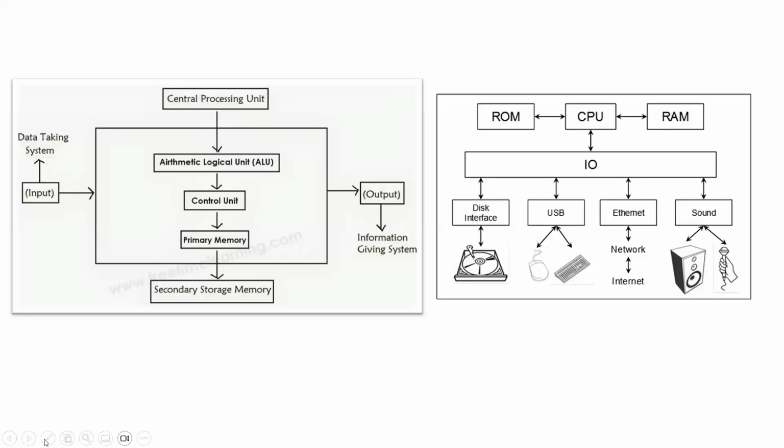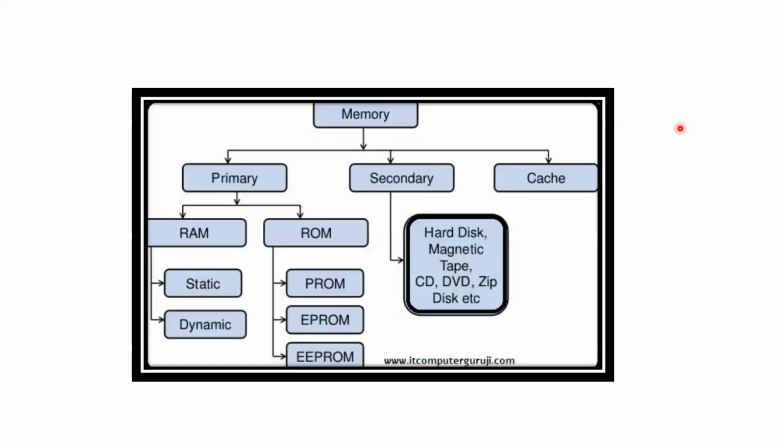ROM means read-only memory, and then the central processing unit, and everyone knows what RAM is, because we all use our devices. Here we have primary, secondary, and cache memory. Primary includes RAM and ROM. RAM can be static or dynamic type, and ROM types include EPROM and EEPROM. So you can encounter these kinds of ROM structures in your devices.